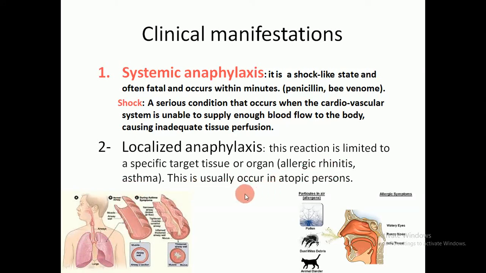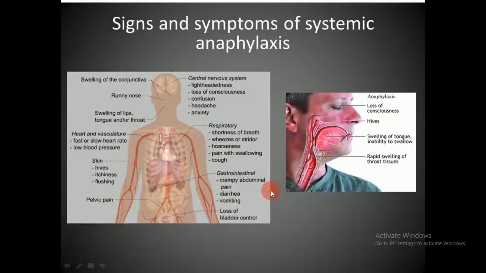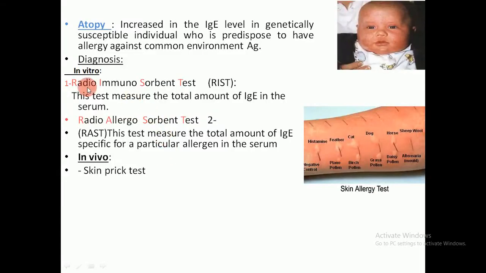And this usually occurs in the atopic person. Usually, type 1 hypersensitivity occurs in atopic persons. What's an atopic person? What do we mean by atopic person? And here are the signs and symptoms of systemic anaphylaxis. If it occurs in the nose, it leads to allergic rhinitis. If it occurs in the eye, it leads to conjunctivitis, and in the lung, it leads to asthma.